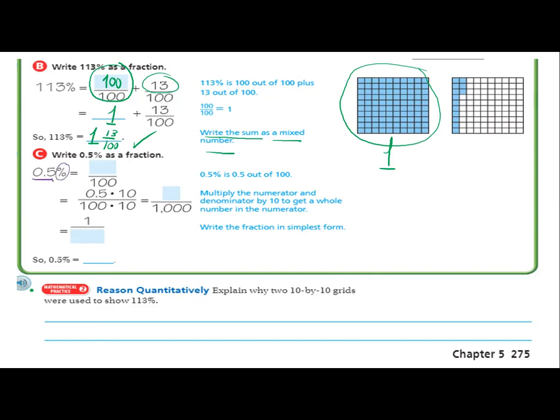0.5 equals 0.5%. Out of what? Out of 100. The same number, 0.5. But we don't want this point in the answer. We don't want it, so we're going to delete it. We're going to move it to the right. How can I move it to the right?